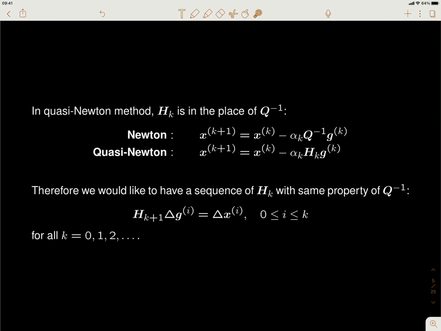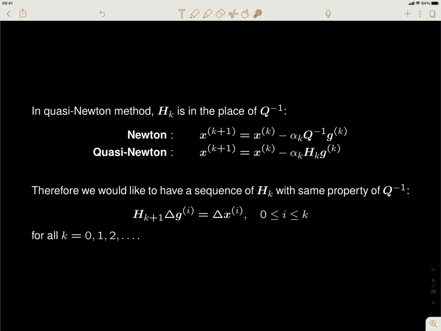So let me just directly express this equation for the requirement of HK. We want this sequence of HK matrices to satisfy this property. It is not just that HK plus 1 multiplied by delta G holds for i equals K, but for all i less than or equal to K. I want this to hold for every K.